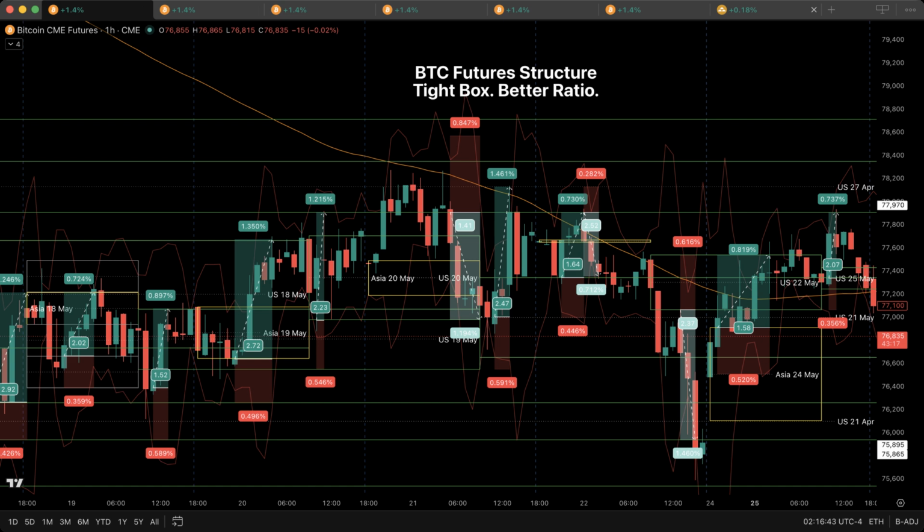May 24th, Asia gives a wide box. May 25th, US gives a tight box. One expands. One compresses. Both require the same rule. Price reaches. It reacts. It holds or fails. Then the trader asks one more thing. Does the risk deserve the reward?